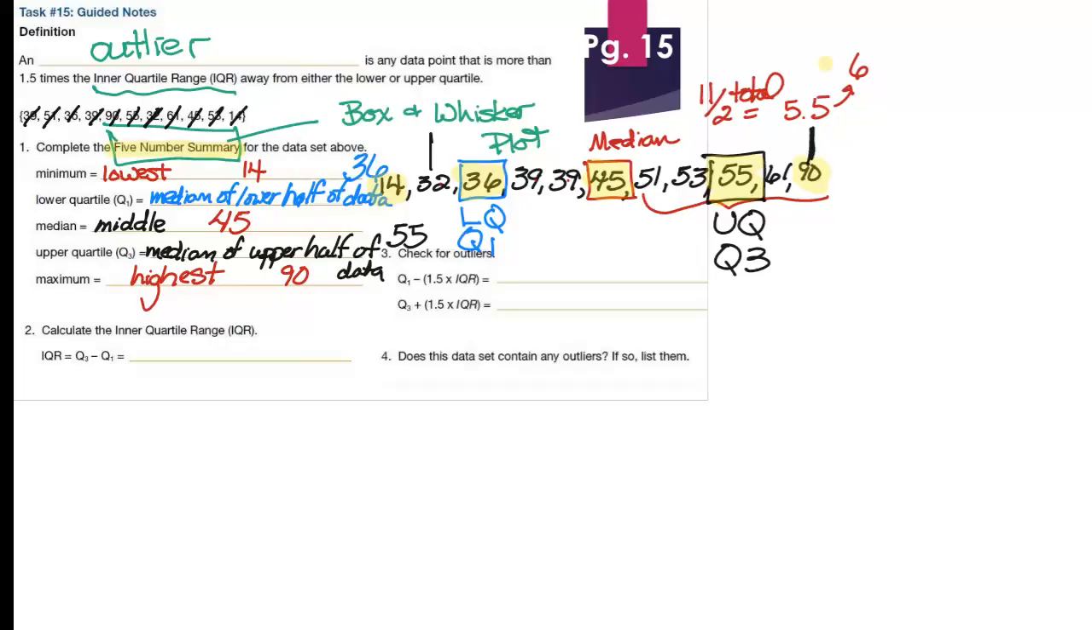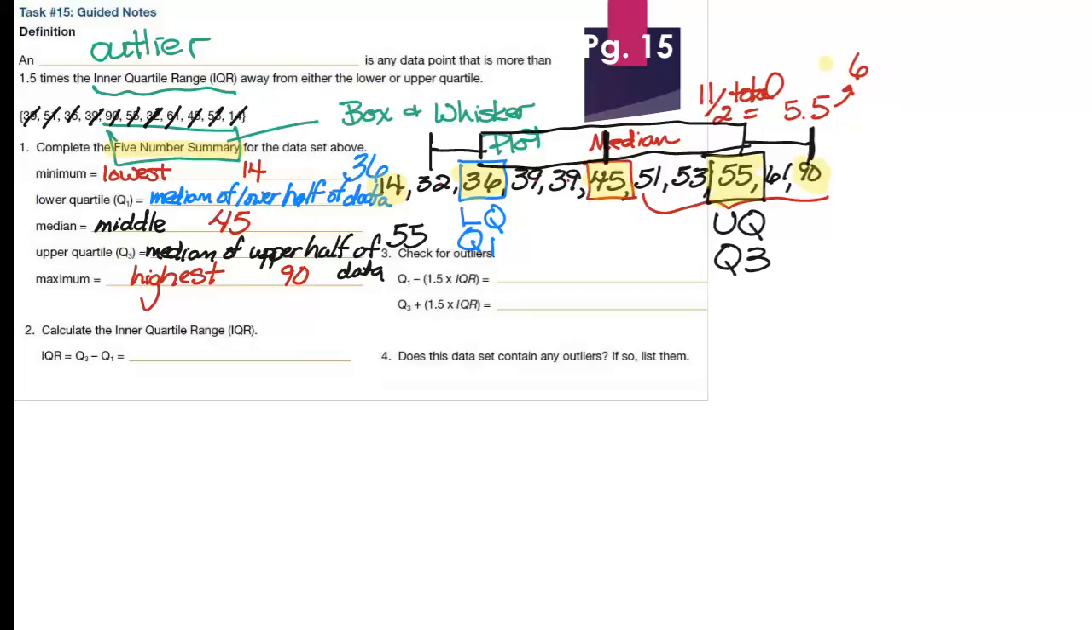Your whiskers go all the way out here. Your box would be from Q1 to Q3. Median would be in the middle, and it's going to look something like that. Okay? So that's how those 5 numbers match up with the box and whisker plot.